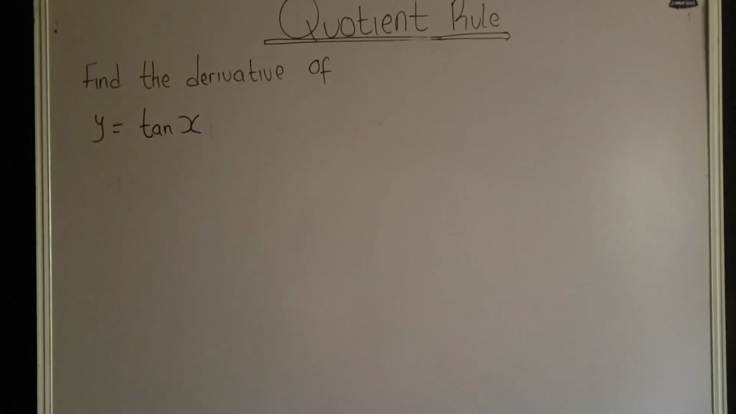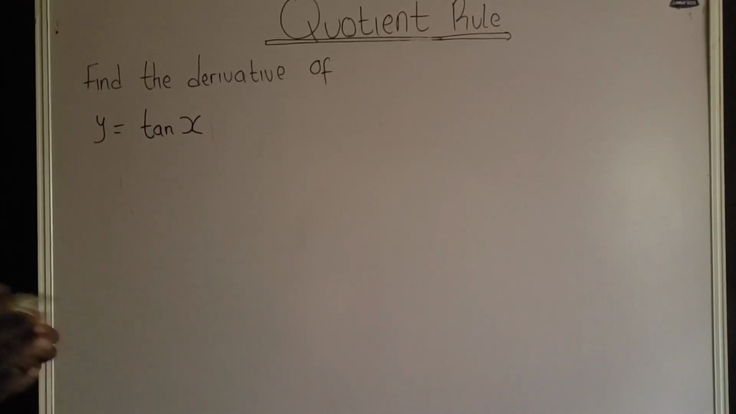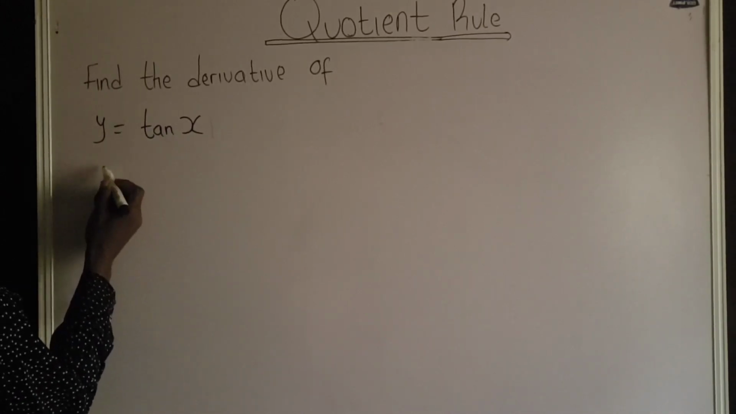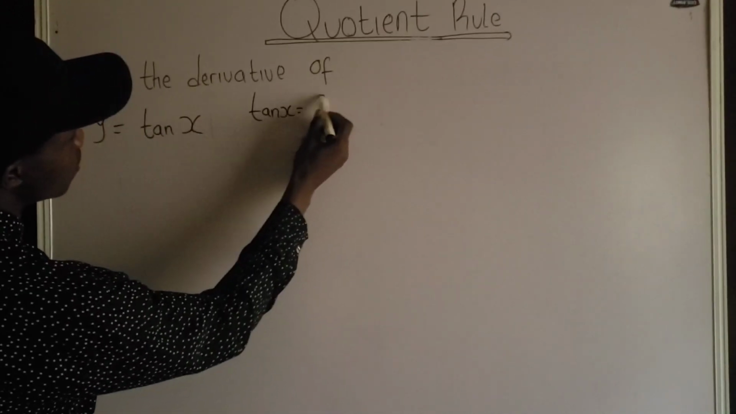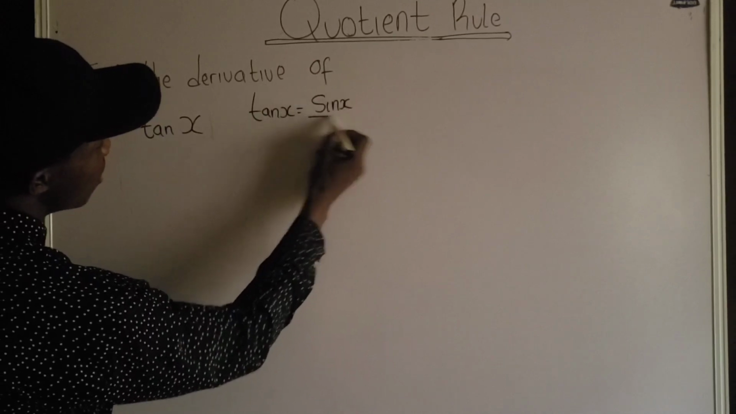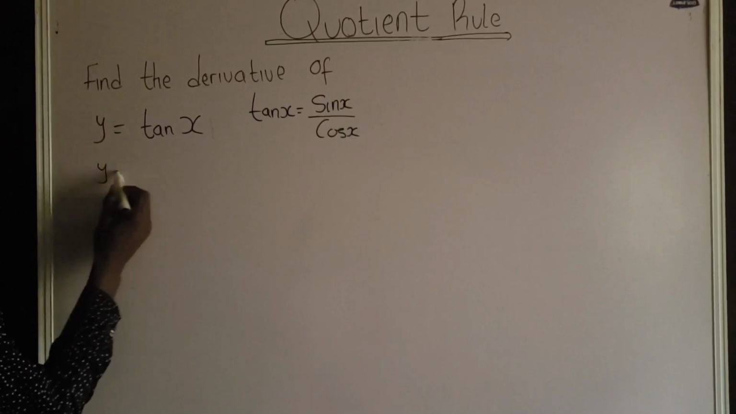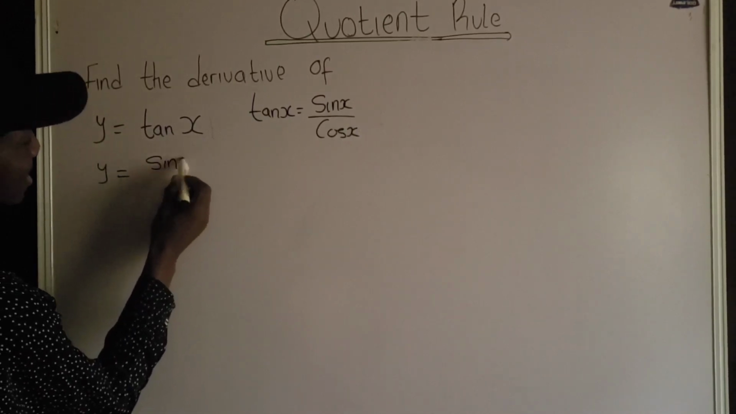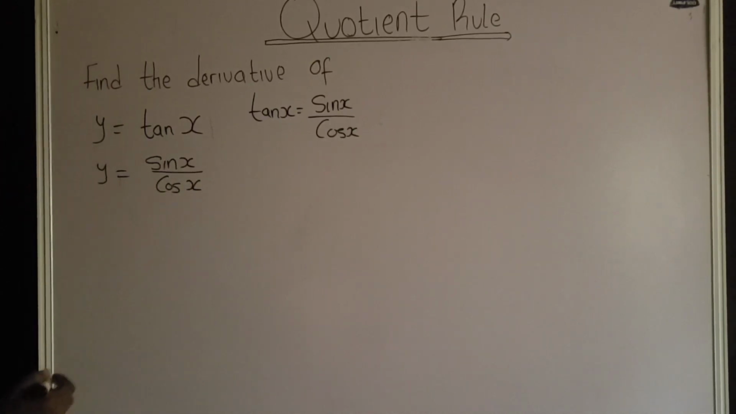We have another worked example on quotient rule. Find the derivative of tan x. To solve this question, don't forget that from your basic algebra, tan x can be written as sine x over cos x. So in that case, I'm going to have y is equal to sine x all over cos x. As you can see, I've already expanded tan x as this.